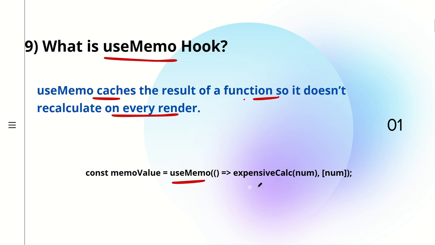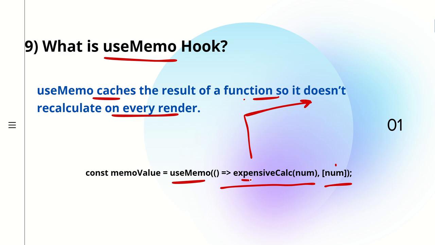This syntax is similar to useEffect, where the first argument is a callback function and the second argument is a dependency array. In the dependency array we are writing that only in case num changes do we have to perform this expensive calculation. This is a function which expects some value, performs some expensive calculation or large computation, and gives you a value, which is then showcased in your UI.